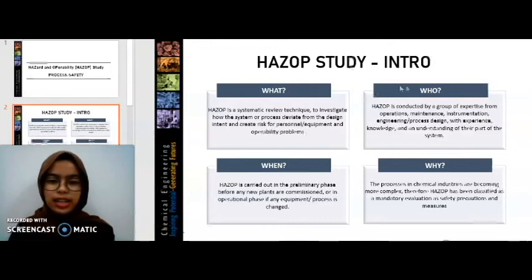Who conducted the HAZOP? It is performed by a team of experts with experience, knowledge, and understanding of their part of the system. HAZOP is carried out in the preliminary phase before any new plants are commissioned, or in any operational phase if any equipment or process is changed. Why HAZOP? Because a HAZOP study could expose flaws in the design and prevent undesired incidents from happening.